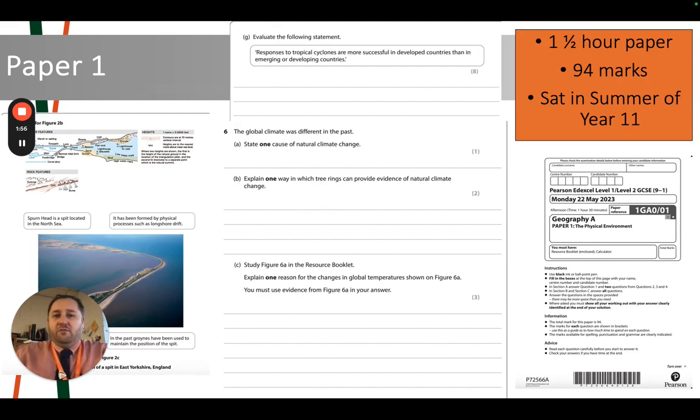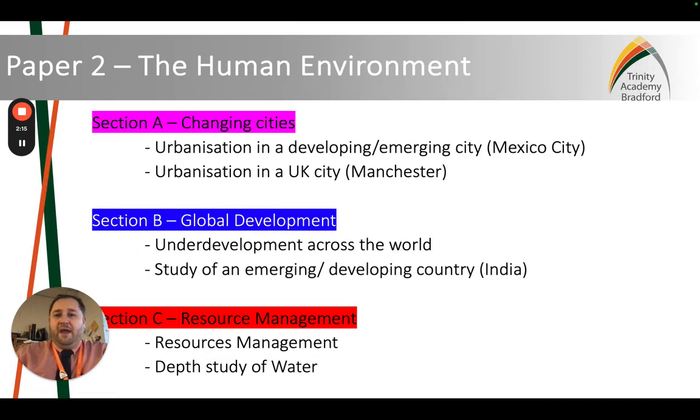Paper 1 looks something like this. There is a mixture of short questions. The longest question you'll write is an 8-marker that will be an evaluate or an assess question, and then there are questions that are 1, 2, 3 and 4 mark questions. It's an hour and a half paper worth 94 marks, and it will be sat in the summer of Year 11. Paper 2 then looks at changing cities.